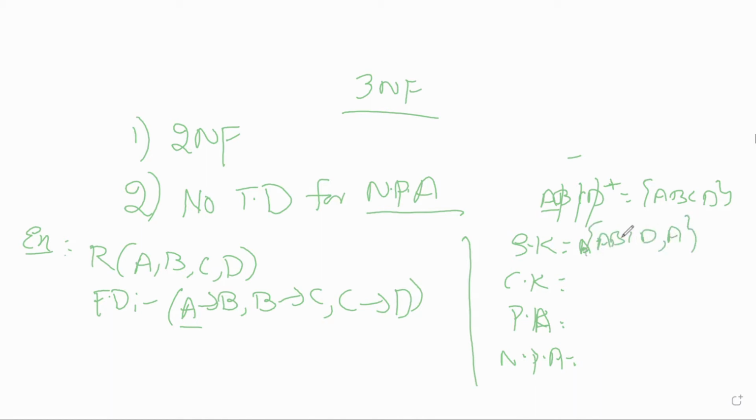If we get a single attribute as a super key, then definitely it doesn't have any proper subsets, because it is a single attribute. So you can directly write A as a candidate key without checking any subsets, because it doesn't have any. You can directly put that attribute in the candidate key set. So A is a candidate key.